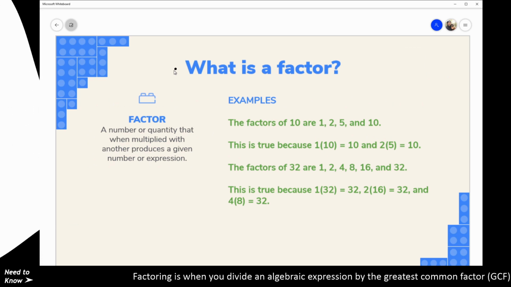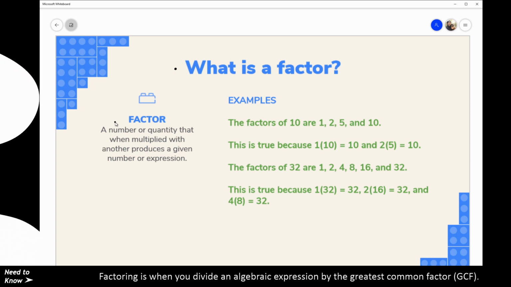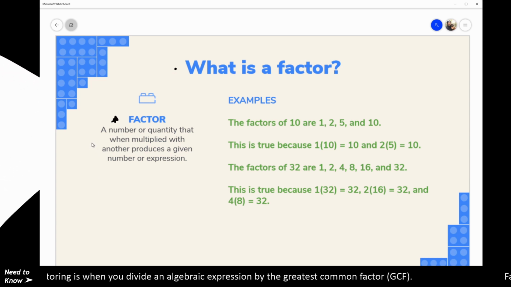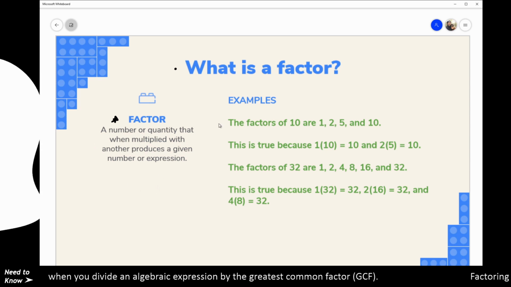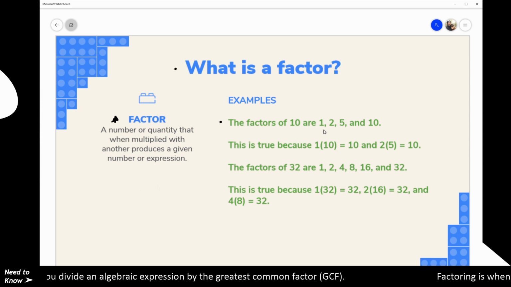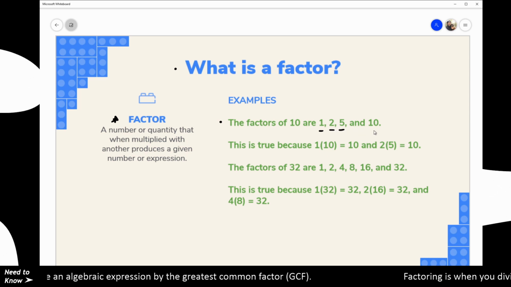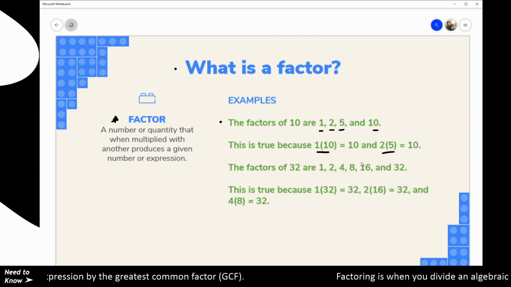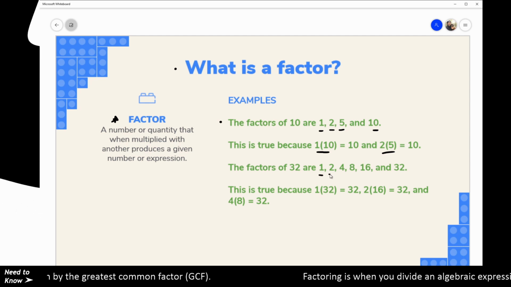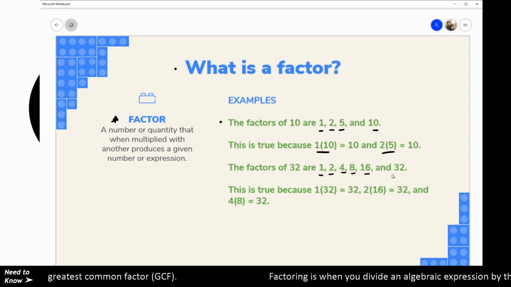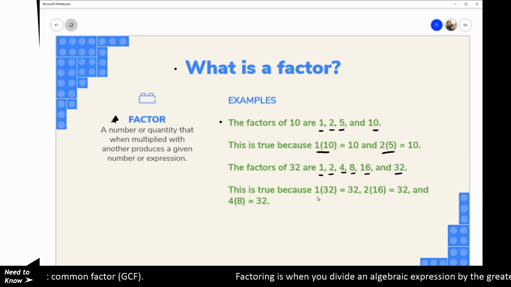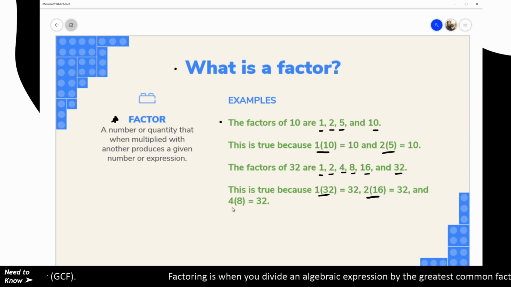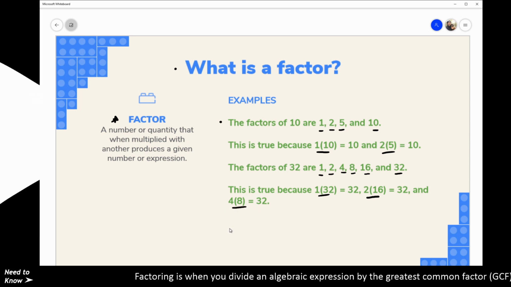Let's start with a reminder of what a factor is. A factor is a number or quantity that when multiplied with another produces a given number or expression. So for example, the factors of 10 are 1, 2, 5, and 10. This is true because 1 times 10 is 10 and 2 times 5 is 10. The factors of 32 are 1, 2, 4, 8, 16, and 32. This is true because 1 times 32 equals 32, 2 times 16 equals 32, and 4 times 8 equals 32.